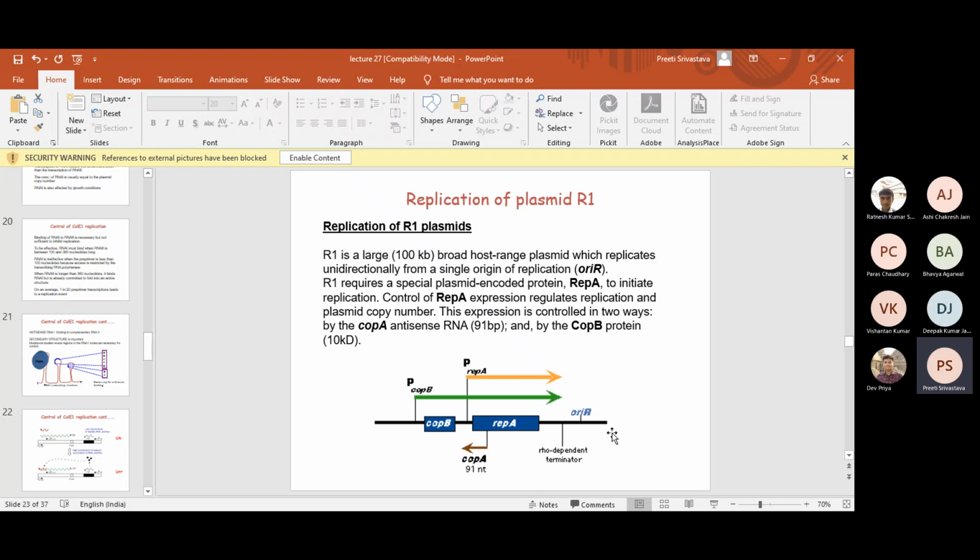The other mechanism is with the pairing of antisense RNA. This antisense RNA actually pairs with the leader region of the rep A, and thereby again the synthesis of rep A is prevented. So the leader region is the untranslated region. This I'll be explaining to you hopefully.